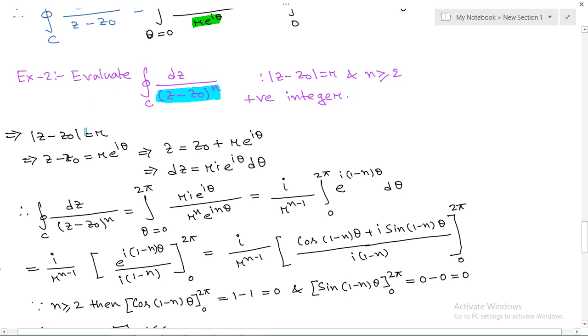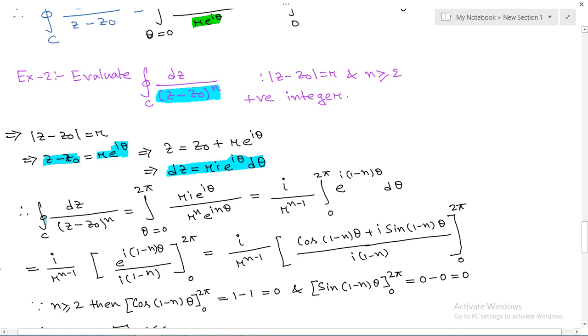So here we are considering n is a positive integer and n must be greater than or equal to 2. So the same process of the integration, that is |z - z0| = r. Any point on the circle can be represented by z - z0 = r e^(iθ), right? So now z0 will go to the right hand side, so z = z0 + r e^(iθ). From here we will get the differentiation of z, that is dz = r i e^(iθ) dθ.